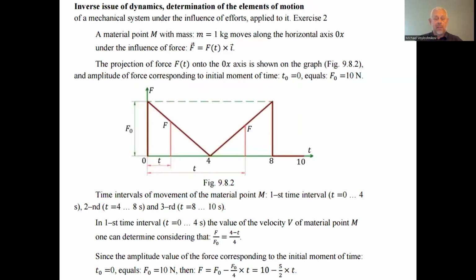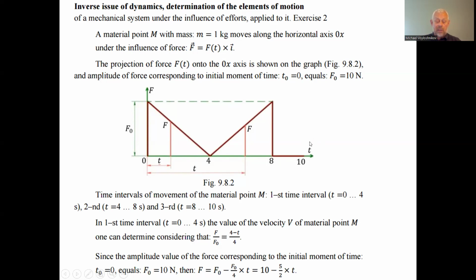In the second exercise, we have the inverse problem of mechanics, so having the law of the action of the force, we need to find the elements of the motion of the material point. The material point moves along one definite axis. The material point has a mass of 1 kilogram, and we have the force acting in the same direction as the material point moves, only in one direction along the axis. This definite axis could be the abscissa.